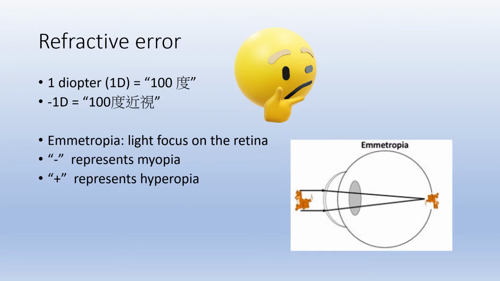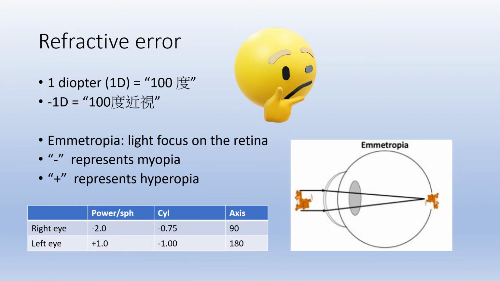If you go to an optic shop for glasses, they will check your refractive error, and this is how they present your result. The first column is the sphere, so myopia or hyperopia. The second column is the magnitude of the astigmatism, and the third column is the axis of the astigmatism. Now, as you can see, the right eye has a short-sightedness of minus 2.0 diopters, astigmatism of minus 0.75 diopters along the 90-degree axis. We will talk about the axis later on. The left eye has long-sightedness of plus 1 and also astigmatism of minus 1 along the 180-degree axis.